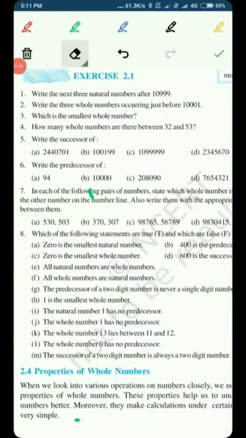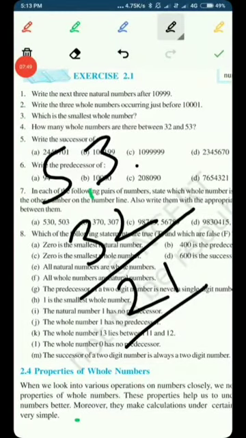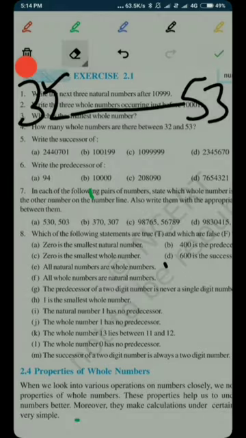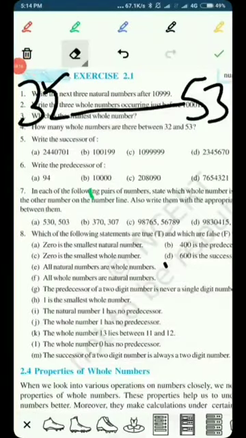How many whole numbers are there between 32 and 53? So what does question number 4 say? Question number 4 is asking us how many whole numbers are there between 32 and 53. They are asking us to find the whole numbers between 32 and 53. So between 32 and 53, the whole numbers we have to find. In this type of question, I will tell you a specific rule and you have to apply that specific rule to find the numbers between two given numbers.